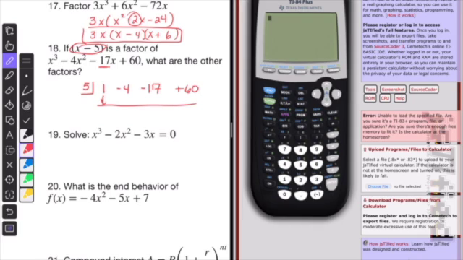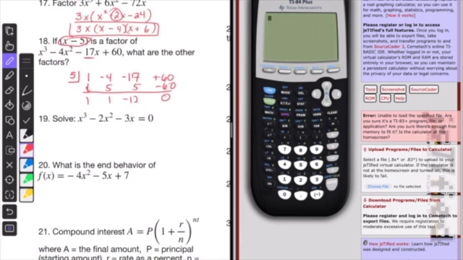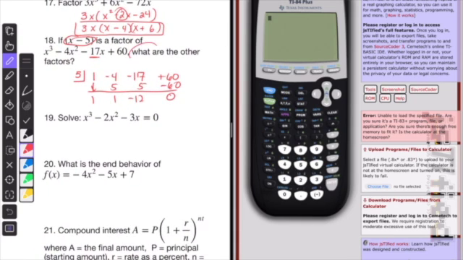Again, I'll bring down the 1, multiply, 1, multiply, negative 12. 5 times negative 12 is negative 60. It does come out to 0. Okay, but it says what are the other factors, so now I have to take what's left over.